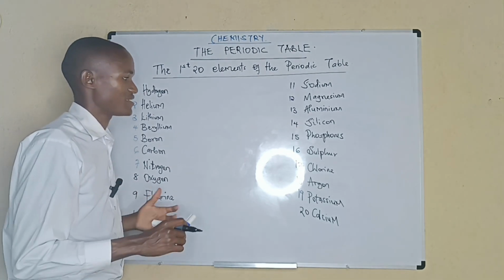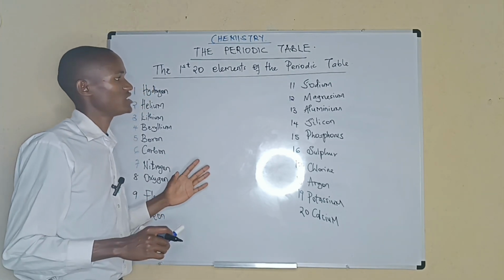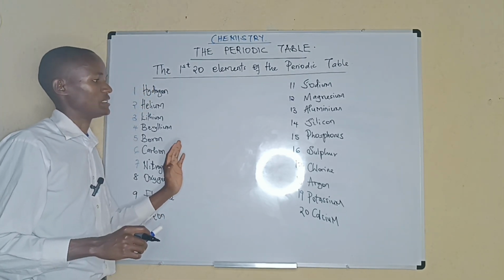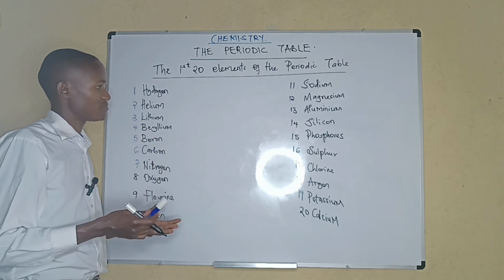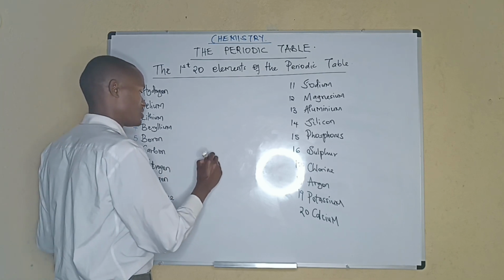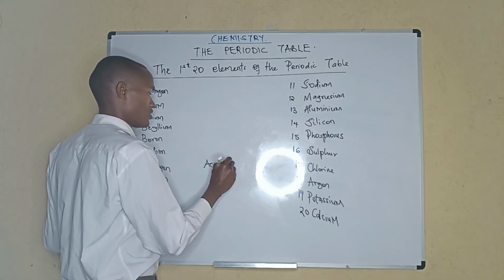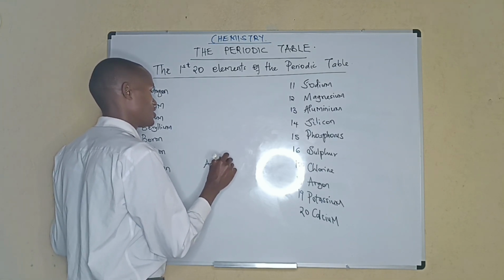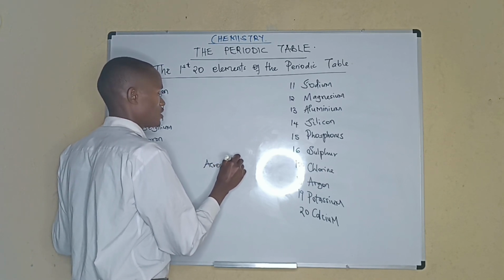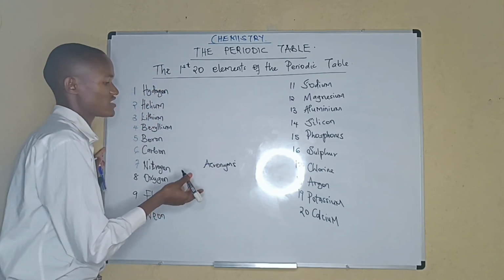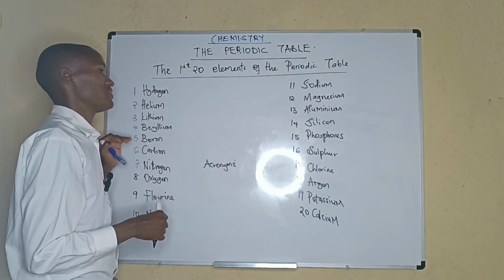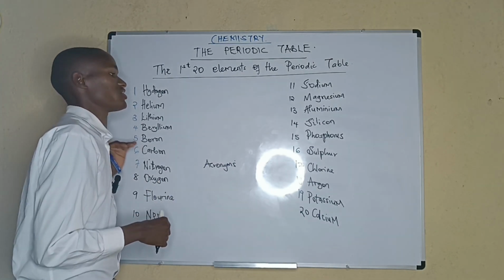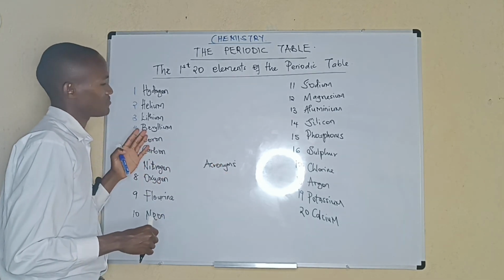As for me, I know them by heart, and I would recommend you to do the same. Each and every one from number 1 up to number 20. You can know them maybe through acronyms, or maybe using a song. These are different methods, but for me, I prefer knowing them by number. Number 3 is lithium, number 14 is silicon, number 17 is chlorine.